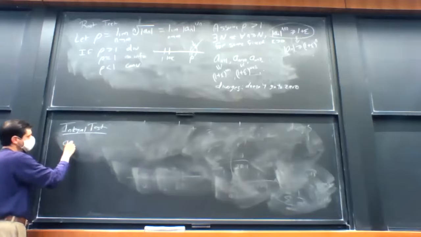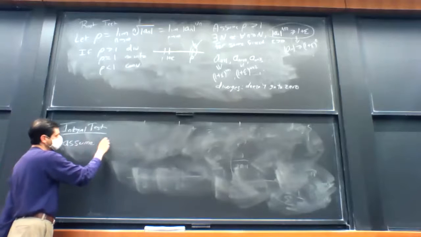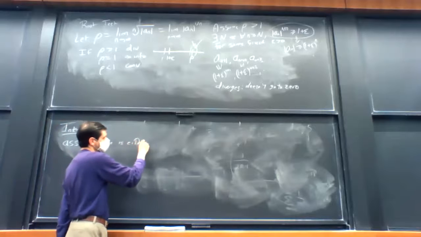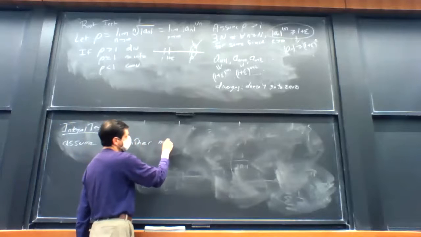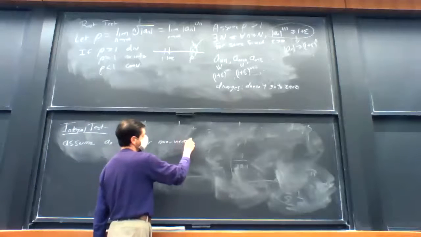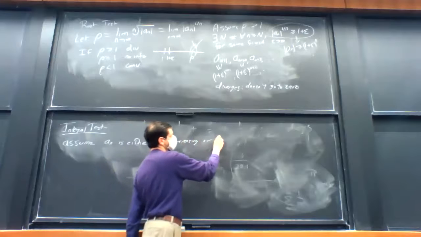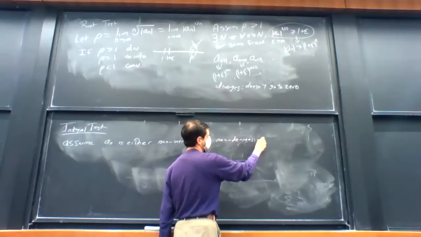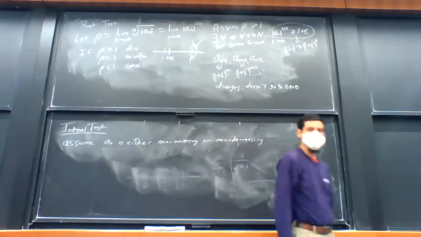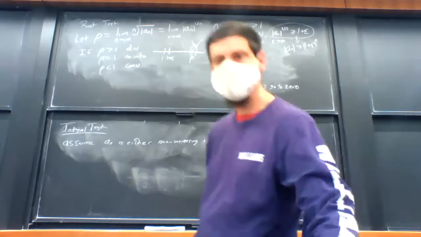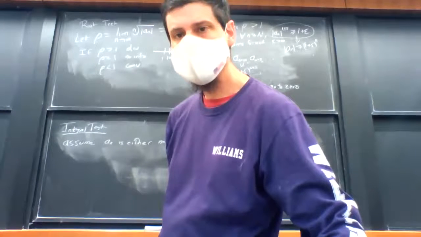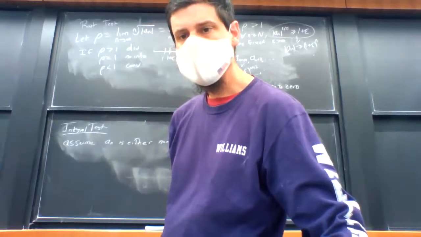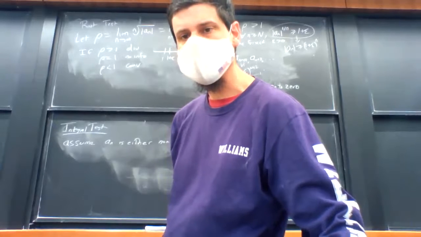So assume a_n is either non-increasing or non-decreasing. So if it's non-increasing, then that means it never gets bigger.